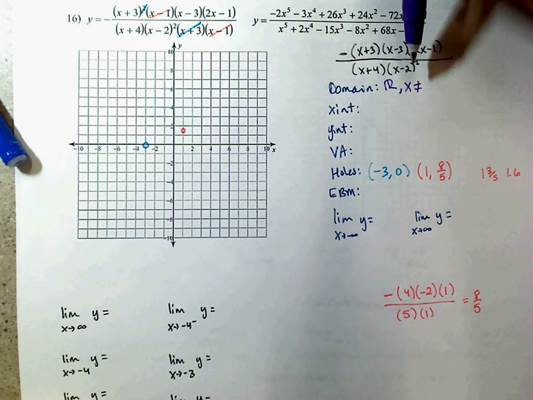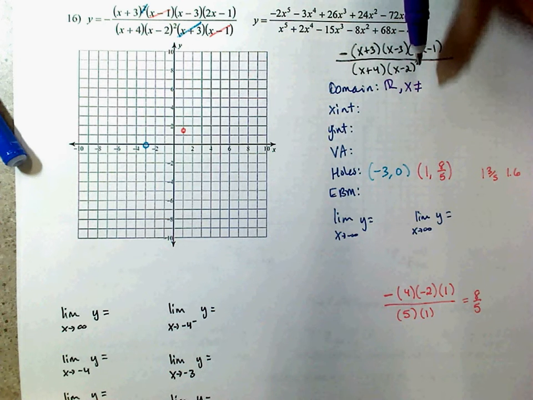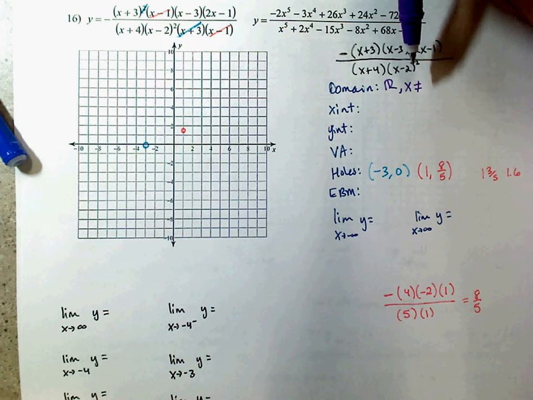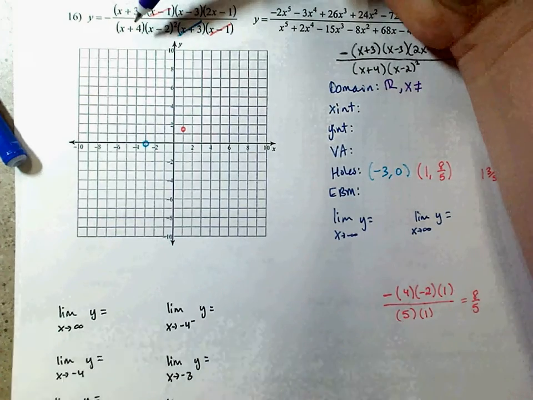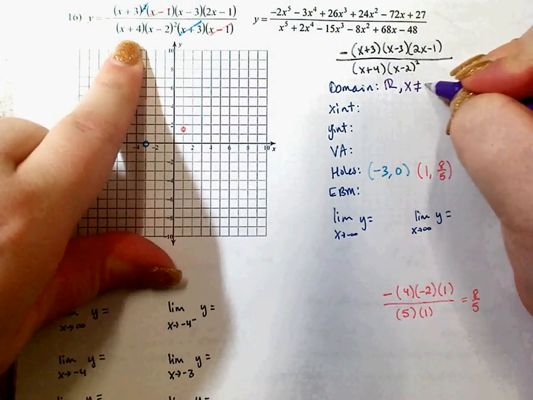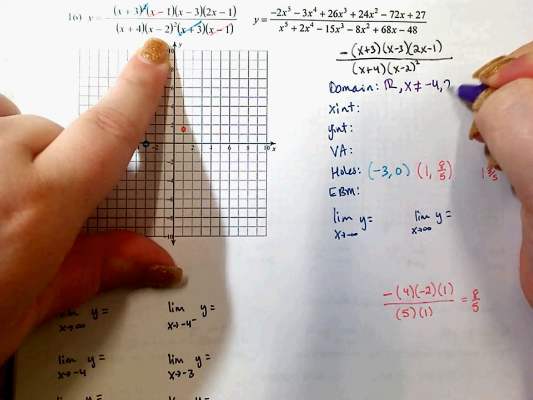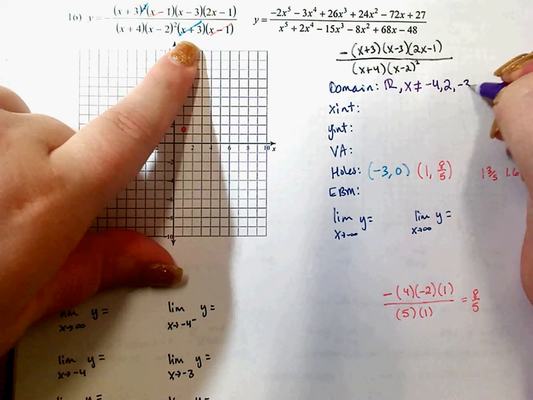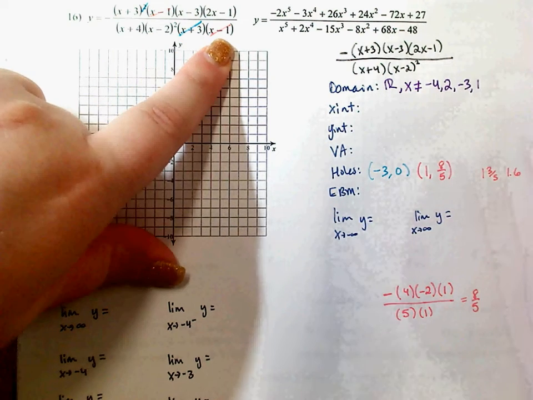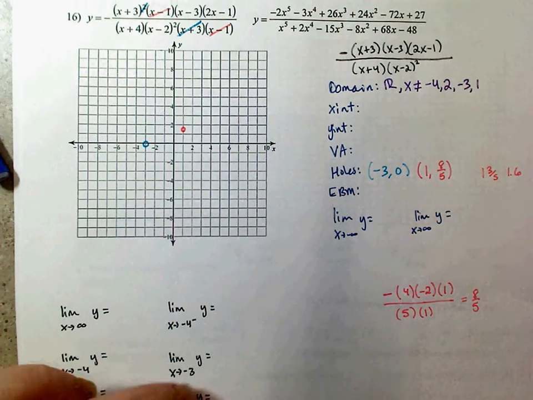So I know that I'm going to go back to the original, because if I only use this, I'm going to miss out on something. What you miss out on are holes in the graph, and it's like, well, no, we don't exist there. They're discontinuities, right? So I go back to the original, and I know the original doesn't exist at -4. It doesn't exist at 2. It doesn't exist at -3, and it doesn't exist at 1. Okay, so my domain is everything but those numbers.